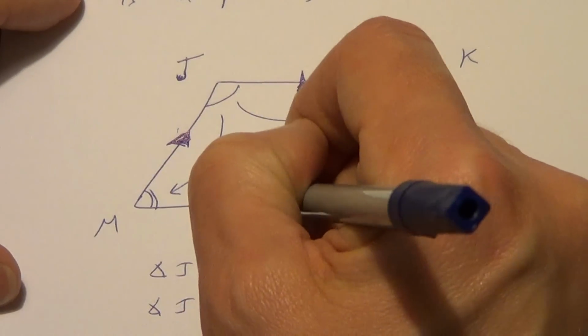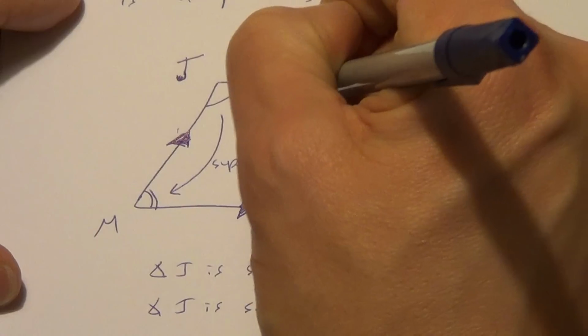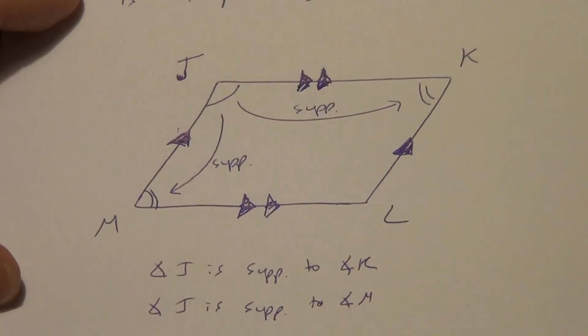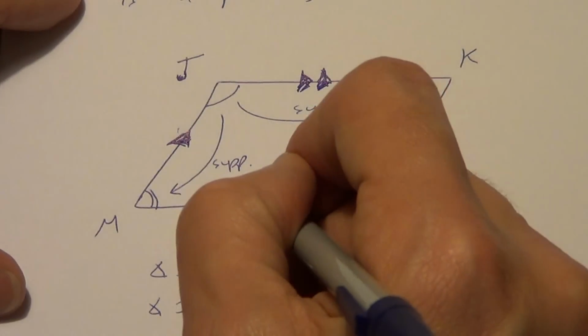Got some really bad triangles there. I'll try to shade them a little better here. Okay, so the definition of a parallelogram says this is a parallelogram.